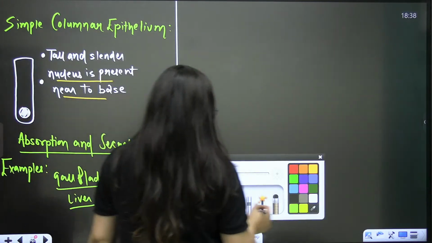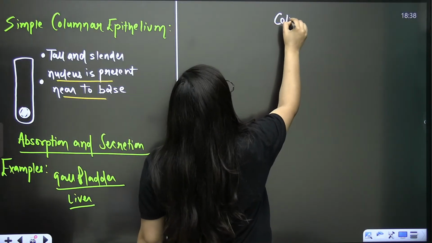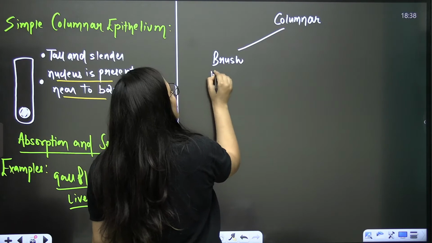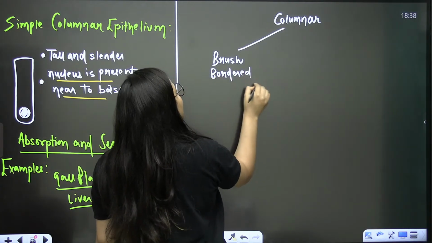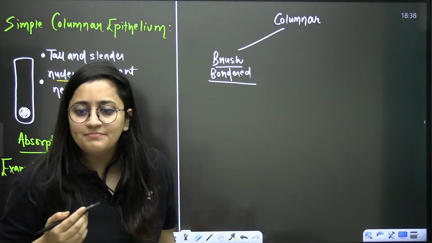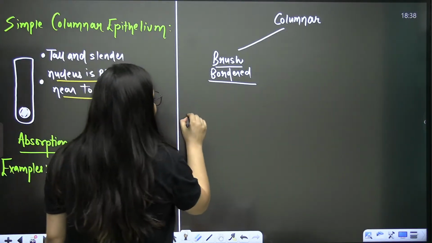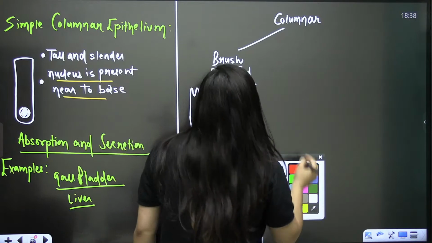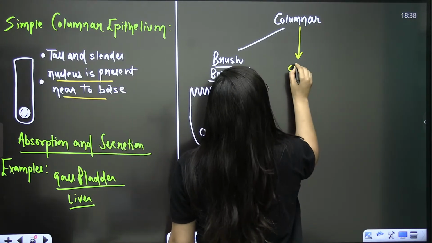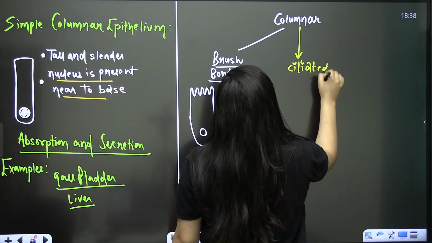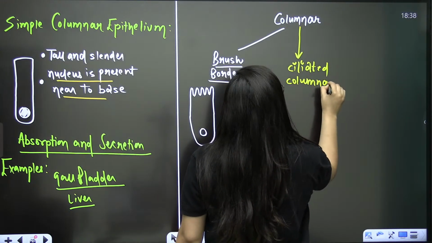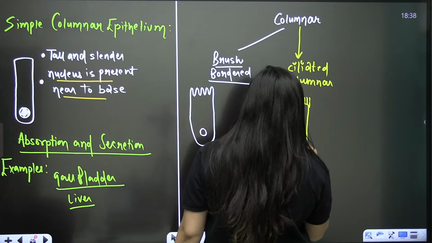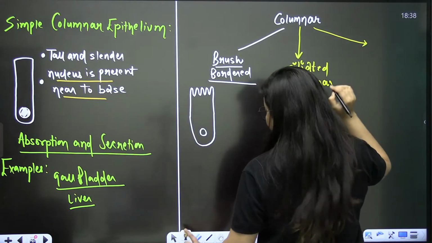Like again, see columnar cells. They can also be brush bordered. What is the meaning of being brush bordered? That one free end contains microvilli. These columnar cells can also be ciliated, that is, cilia are present, hair-like structures which help in movement. We will see it in the fallopian tube, right? Examples are important, so I'm repeating it again.